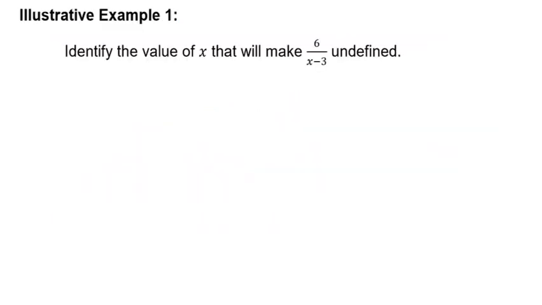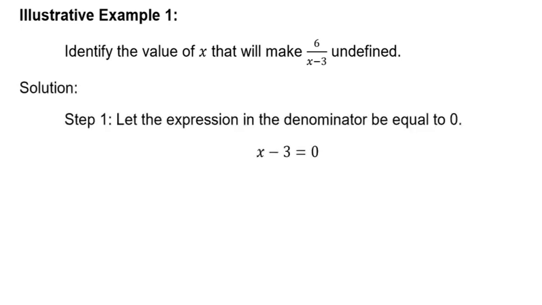Okay, let's proceed with illustrative example 1. Identify the value of x that will make 6 all over x minus 3 undefined. I have here the solution. Step 1. Let the expression in the denominator be equal to 0. The denominator is x minus 3. Let us equate it with 0, as step 1 says. That will make it x minus 3 is equal to 0.